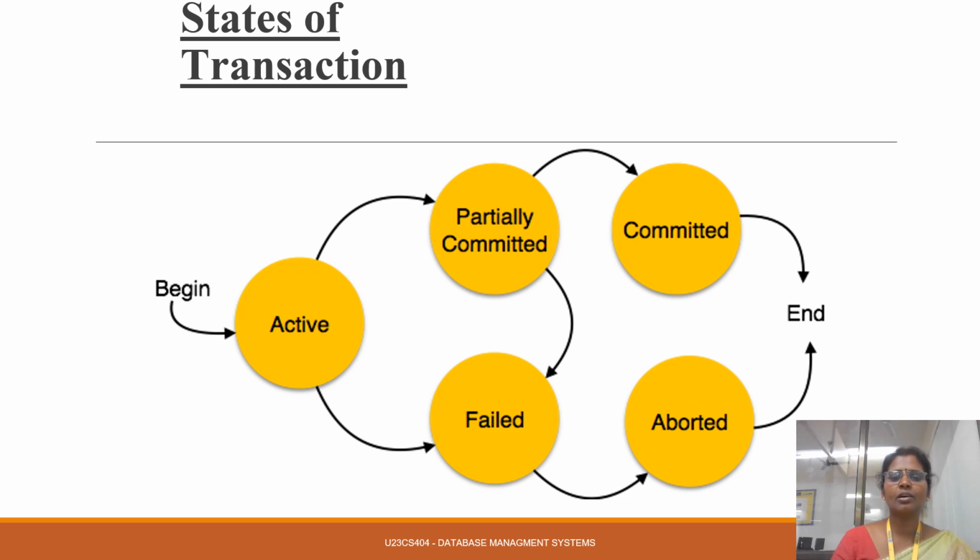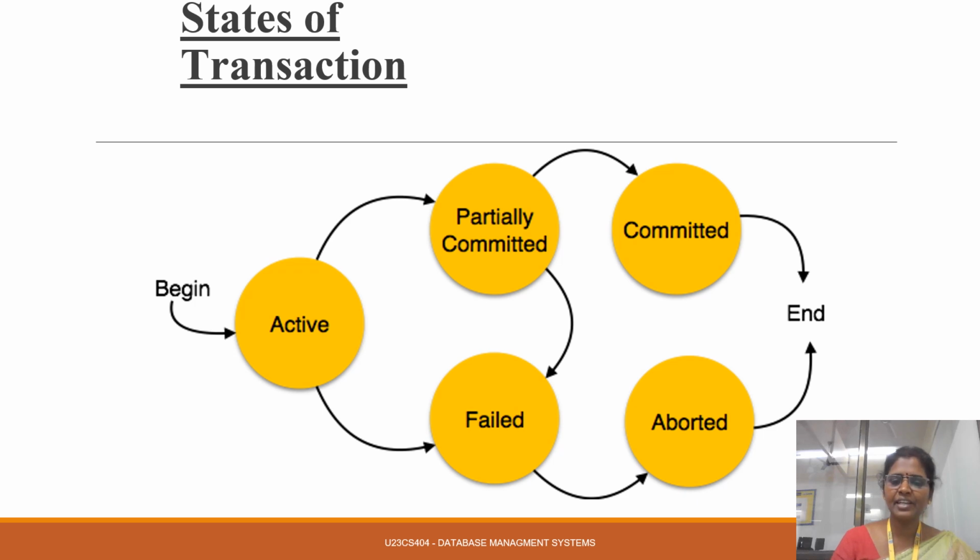The last concept which we are going to discuss in this video is the states of the transaction. There are 5 important states of the transaction. Initially, the transaction is in active state. For example, DML operations are being executed: insertion, updation, deletion. In that case, the transaction is in active state. And it goes to partially committed state when all operations are completed and the transaction is about to complete, not completed, about to complete. In that case, the transaction will be in partially committed state.